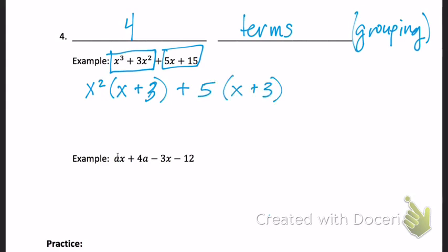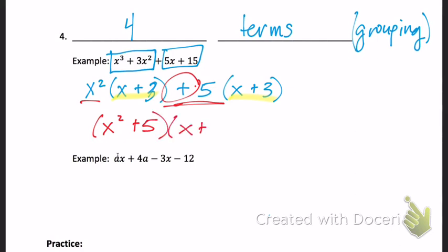What do I need to notice about the parentheses? They need to be the same. So if you need to manipulate this sign to be a negative or something, then you can do that. In this case, we don't need to. So then I combine. So I have x squared plus 5, x plus 3.